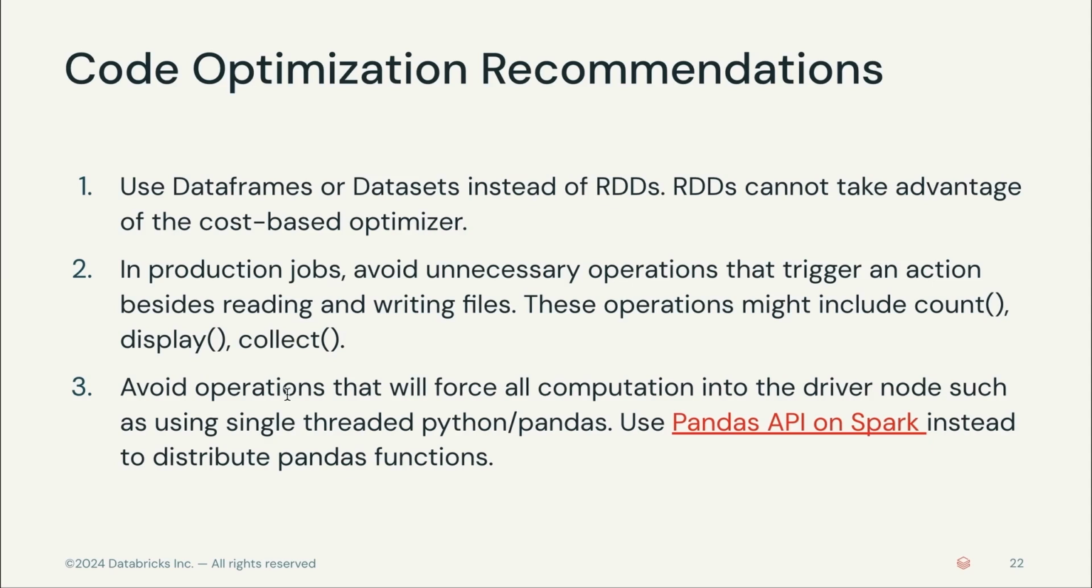Also, avoid operations that are going to force all computation on the driver node using single-threaded or Python Pandas APIs, right? So try and use the Pandas API on Spark instead of distributing to Pandas functions, for example, right? Single-threaded goes against everything we want to do. We want to use distributed computing and ensure that we use all of the cores in our cluster to the maximum amount possible. And if we're using single-threaded Python or Pandas execution or methods, then we're going to have a problem.